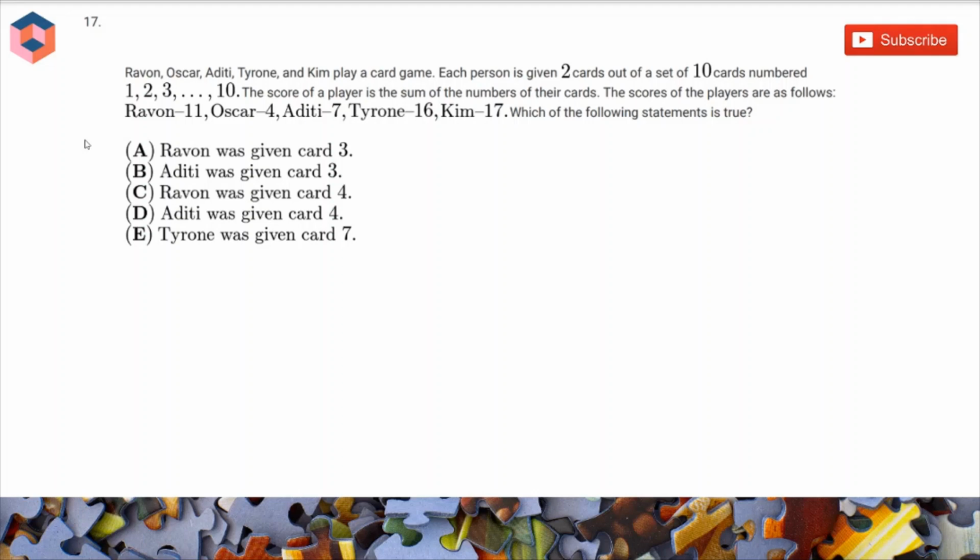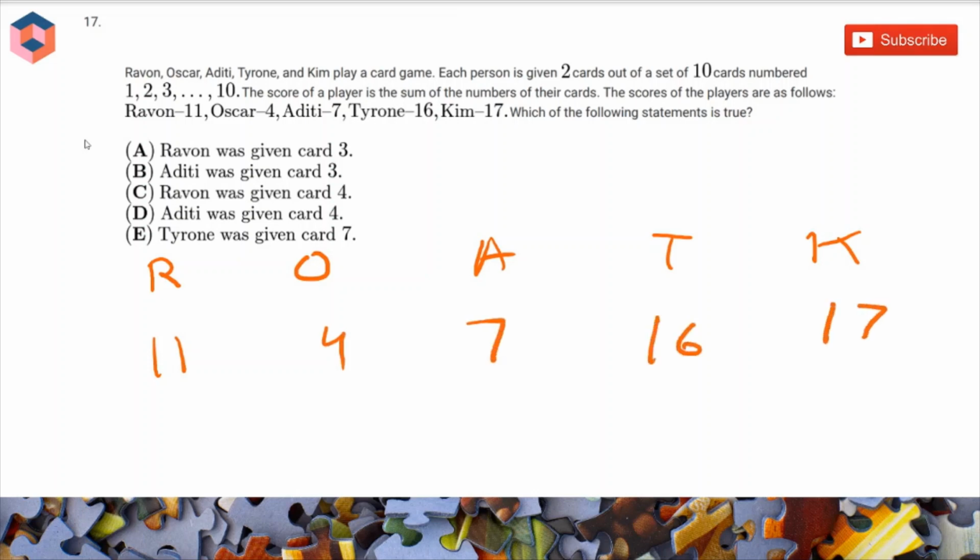So looking at these statements, we can't really get our answer from these statements because they're pretty broad. Instead, we just write the possible scores here. So R, O, A, T, K. Those are their first letter initials. Got an 11, got a 4, got a 7, got a 16, and got a 17. So it's usually best to start out with the biggest number since it'll be the most restrictive. How can we get a 10?